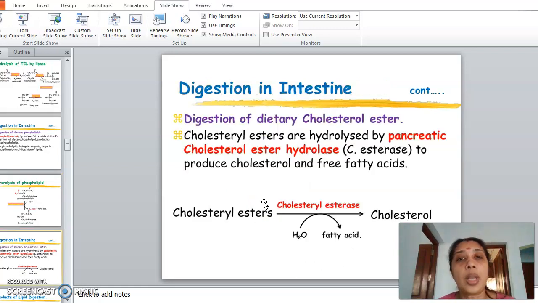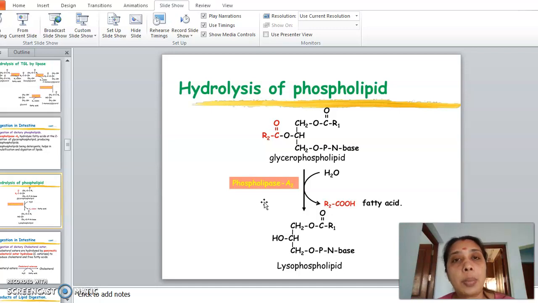Clear? Now what happens next? This lysolecithin can be converted further. Further degradation can also be carried out. The fatty acid at the first position is removed by the enzyme lysophospholipase, so that glyceryl phosphocholine can be generated, right? So that is how the degradation is taking place. I'll explain once more.